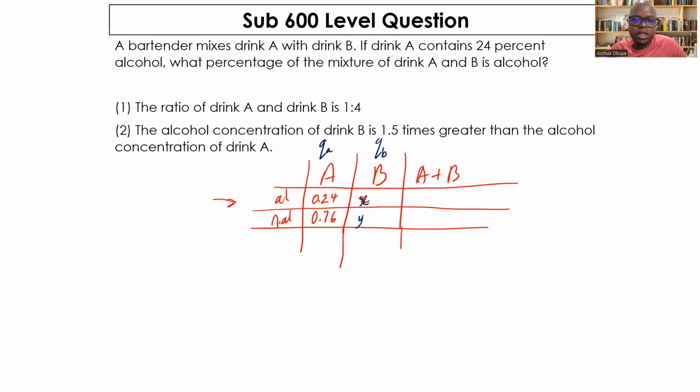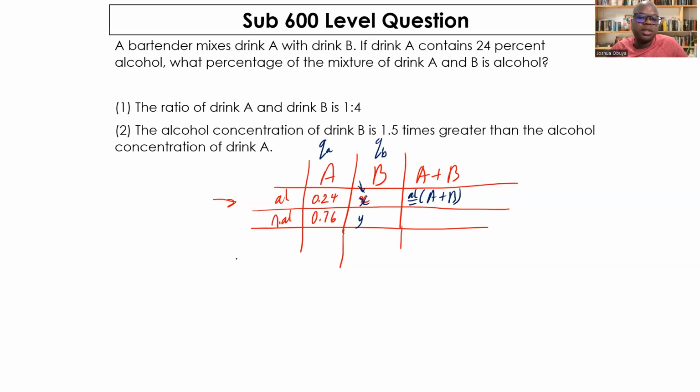So what will determine sufficiency in knowing what percentage of the mixture of drink A and B is alcohol? We need to know the alcohol content in this A plus B. That's what you need to know. To know that, if we can determine what this X is, what the concentration of B is, then we can determine sufficiency. Do we get that? If we can get to know the concentration of liquid B, then we can determine if it is sufficient or not sufficient.